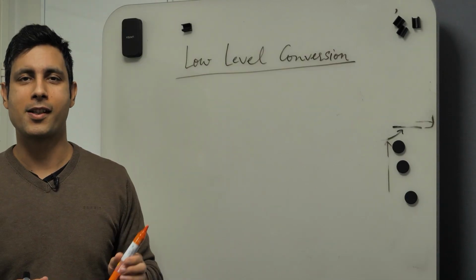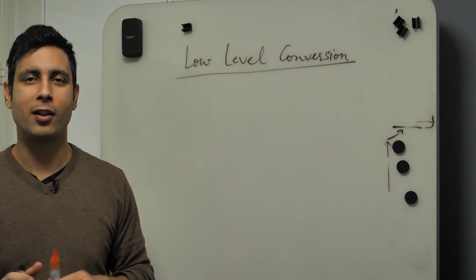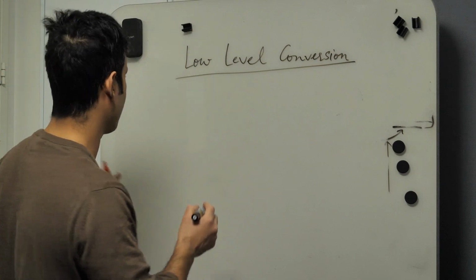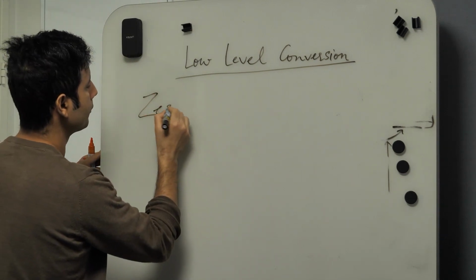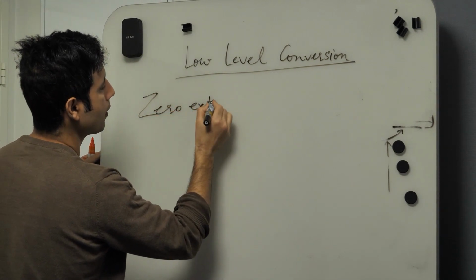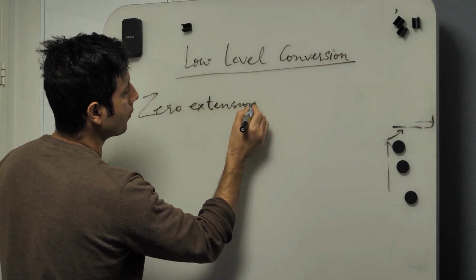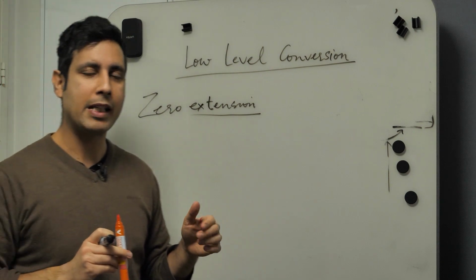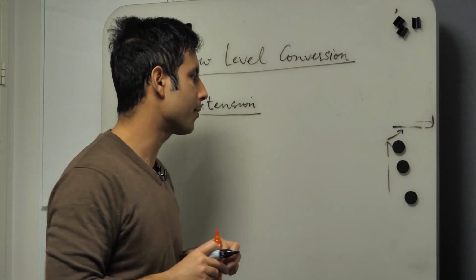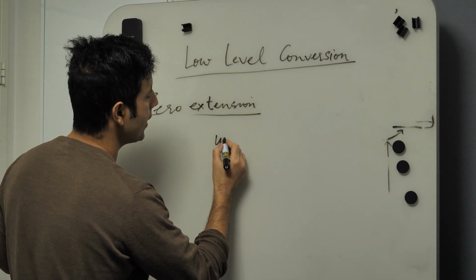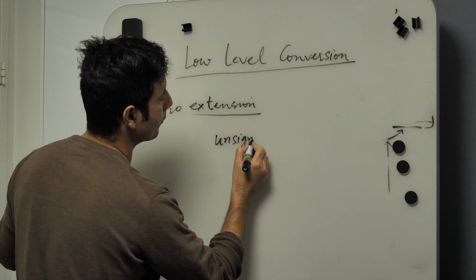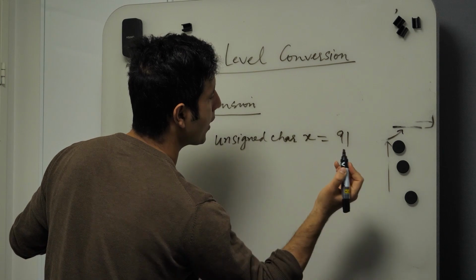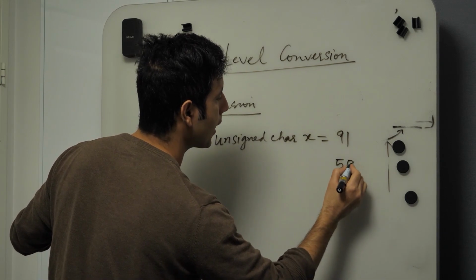There are two things you need to understand before we could jump into the rules which govern how type conversions work. The first one is zero extension. We want to deal with extension first. What extension essentially means is that if you have a smaller data type, say an unsigned character x, say it's equal to 91. 91 would be 5B in hex.